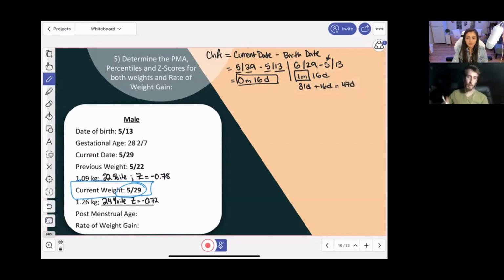And we want to turn that into weeks and days. So we're going to divide by 7 days in 1 week. I know it's 6 weeks because 7 times 6 is 42. And then 47, which is what we have here, minus the 42 is 5. So it's 6 weeks and 5 days.